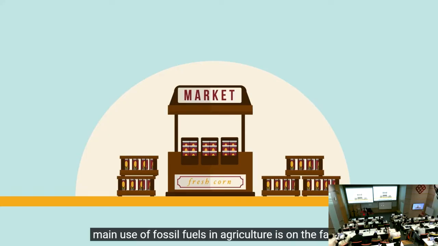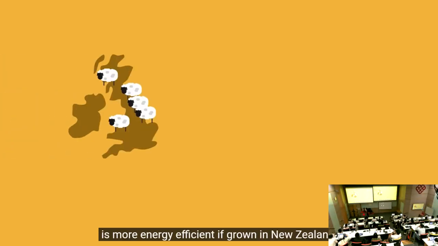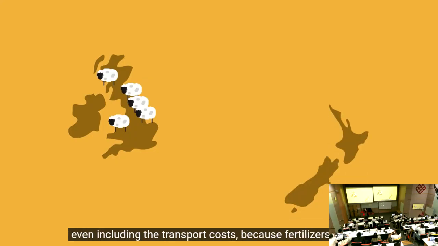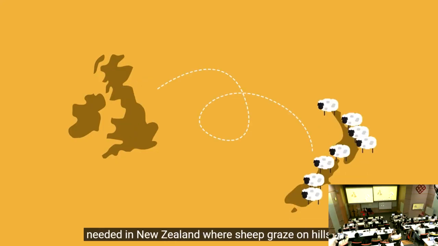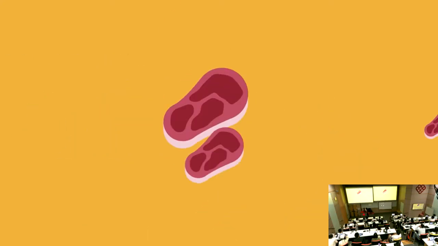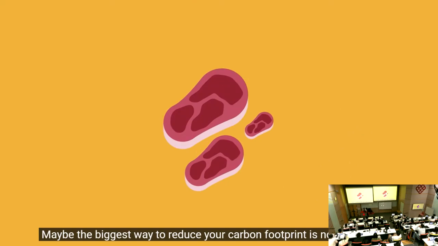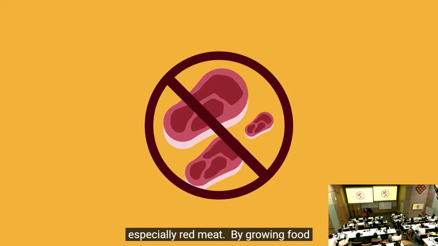However, the main use of fossil fuels in agriculture is on the farm. For example, dairy and sheep meat production for the UK is more energy efficient if grown in New Zealand, even including the transport costs, because fertilizers are not needed in New Zealand, where sheep graze on hillsides unsuitable for human crops. Maybe the biggest way to reduce your carbon footprint is not to eat meat, especially red meat.